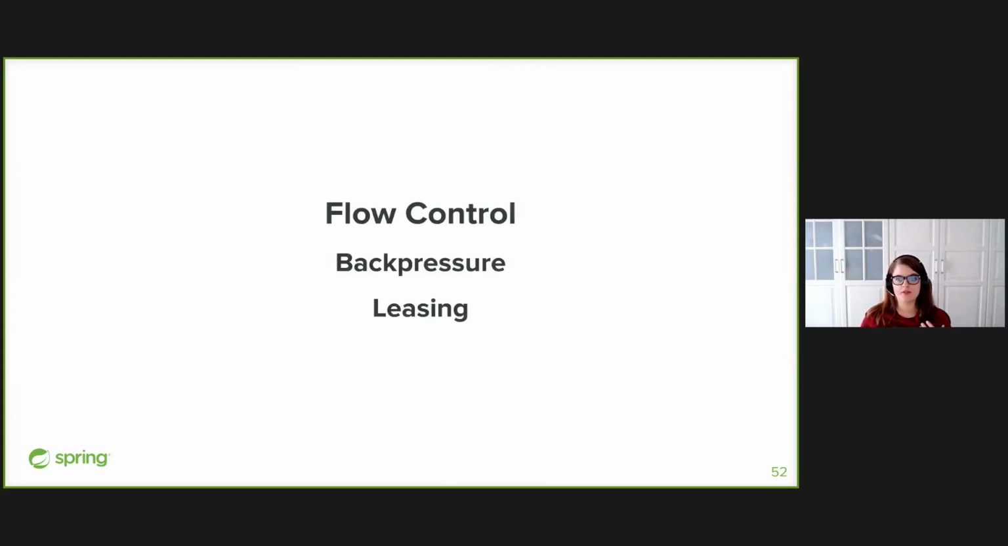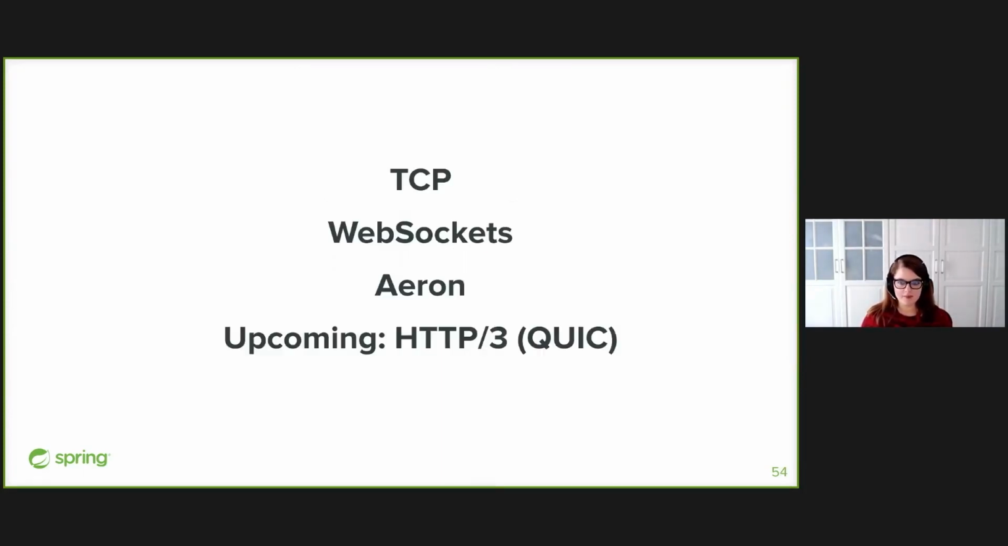It also has inbuilt flow control. First of all, we have this backpressure mechanism, which works exactly like with reactive streams. You can just request a number of elements. And it also has leasing, which is a way for the servers to signal their capacity. And this is very handy with load balancing, for example. It is binary, and it can work over a variety of transports. So we have TCP, but we also have WebSockets, Aeron, which is a UDP-based transport, and in the future, there is planned support for HTTP/3 and QUIC.